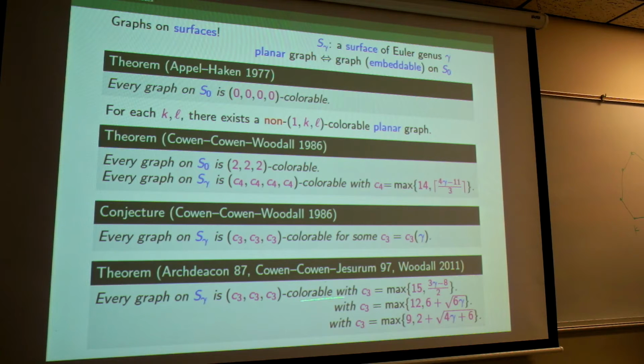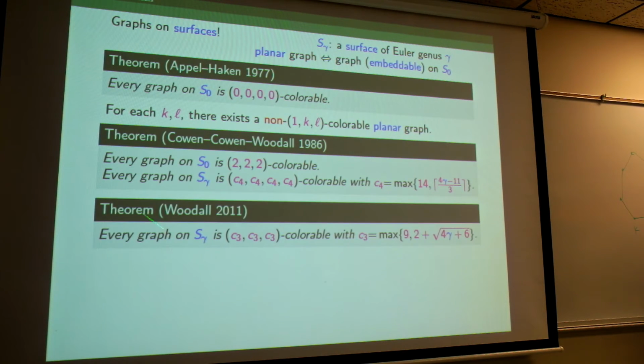So the first one, they proved it with something linear in gamma. 10 years later, Cohen and Jerusalem improved it from linear to something in square root. And then recently, Woodall improved the constants here. So now they know this question is true. Well, they know instead of 4 parts, you can do it with 3 parts.